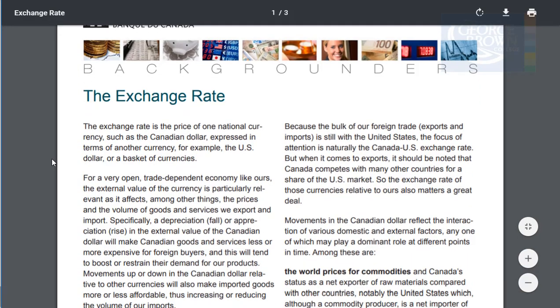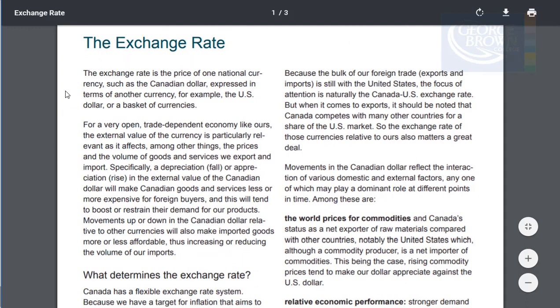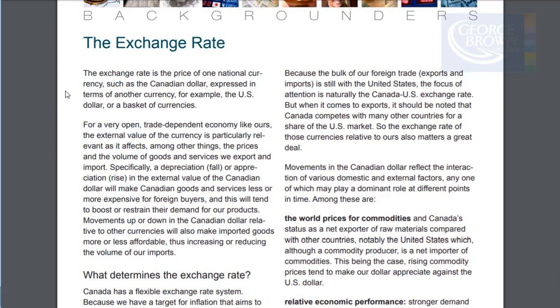It's only 3 pages. You can see the exchange rate is the price of one national currency, such as the Canadian dollar, expressed in terms of another currency, for example, the US dollar, or a basket of currencies. So for very open, trade-dependent countries like Canada, the external value of the currency is particularly relevant as it affects, among other things, the prices and the volume of goods and services we export and import. Specifically, a depreciation (fall) or appreciation (rise) in the external value of the Canadian dollar will make Canadian goods or services less or more expensive to foreign buyers, and this will tend to boost or restrain their demand for our products.